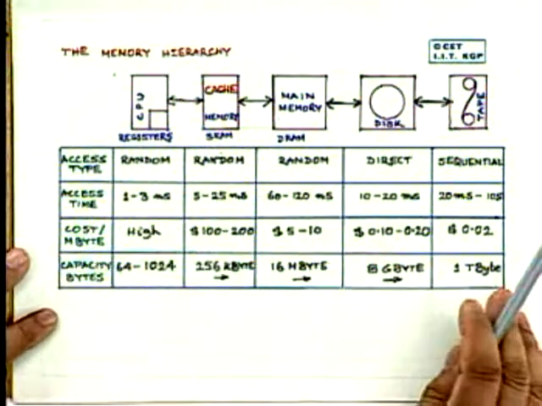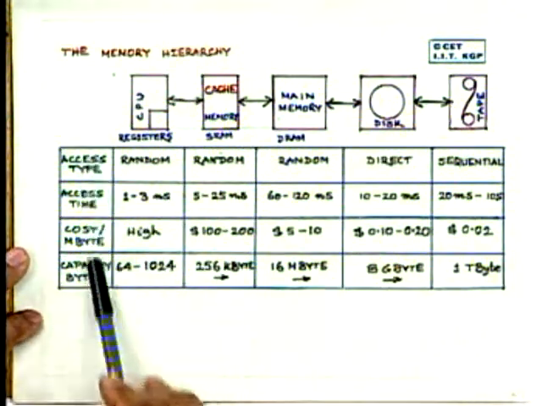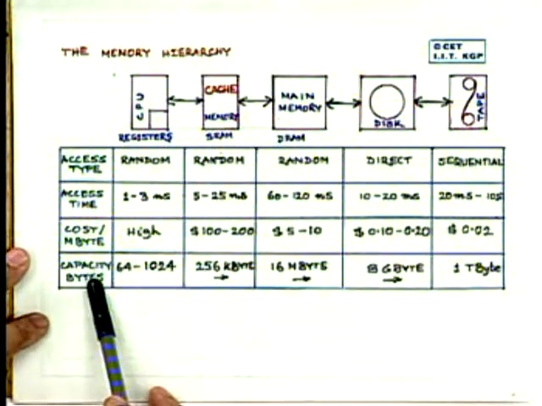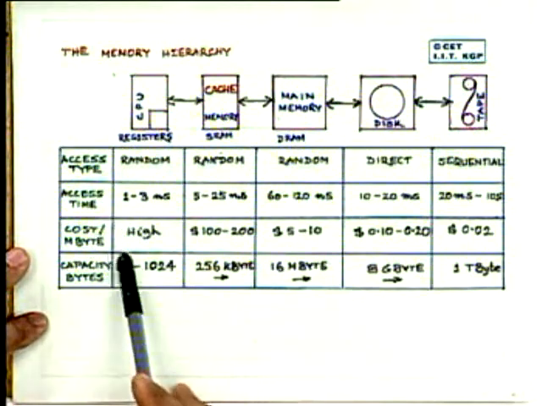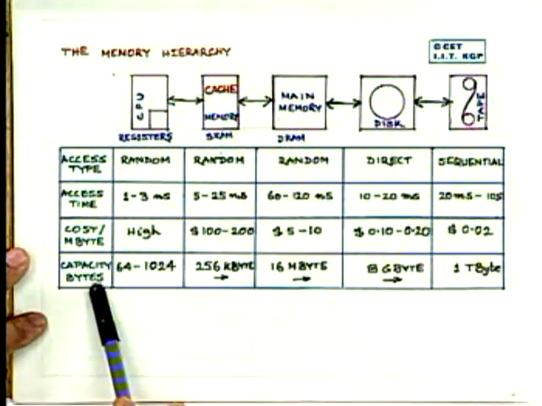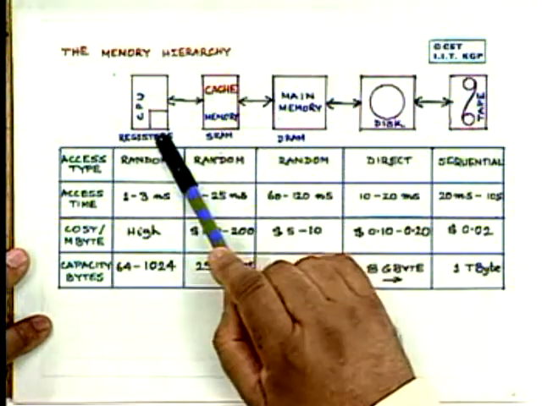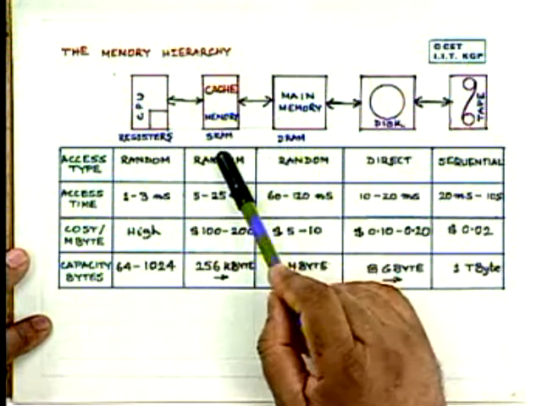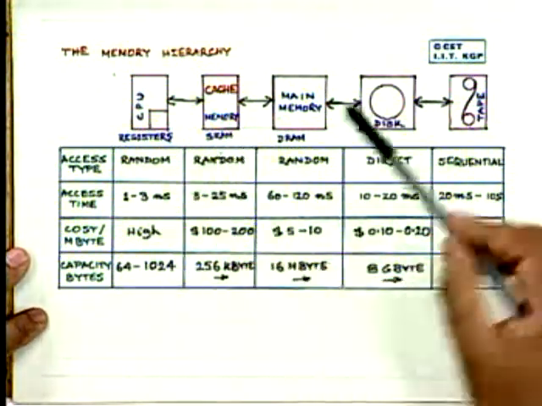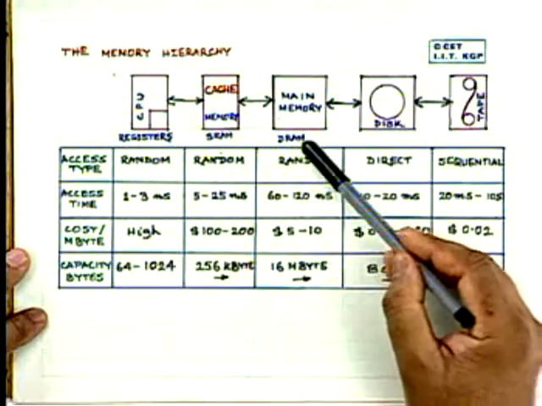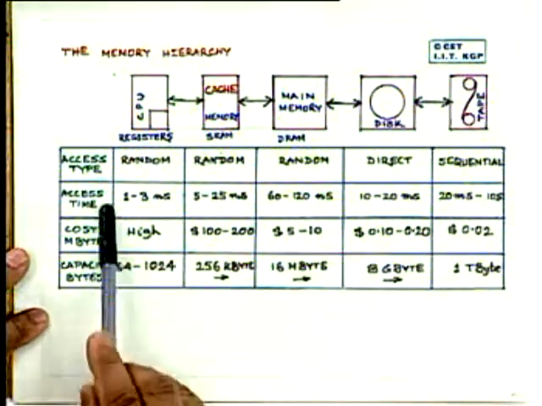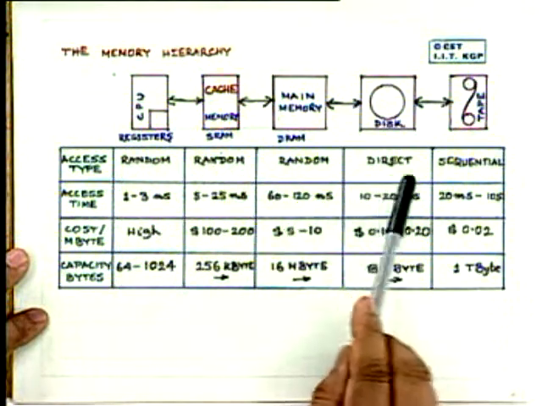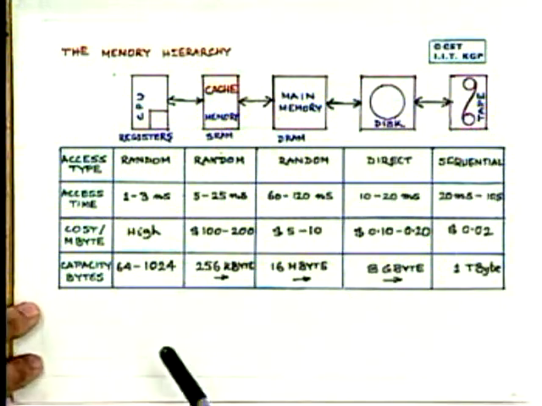Here's the memory hierarchy. The different registers and memories have been shown, their access time, cost per megabyte, and the capacity in bytes, right? The CPU registers are there, then cache memory, static RAM, main memory consisting of dynamic RAM, the disk storage, and the tape. The access types are random up to this, direct here, and sequential here.